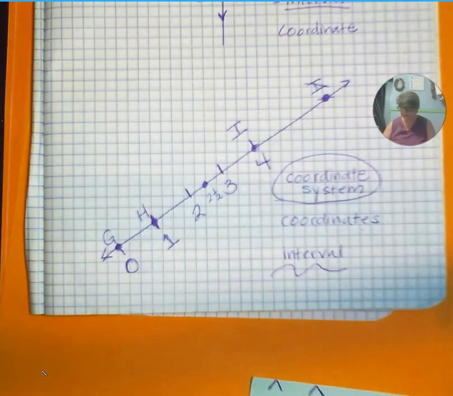Okay? Very good. Let's look at a horizontal number line. Here we go. Make sure we got that all on our screen.